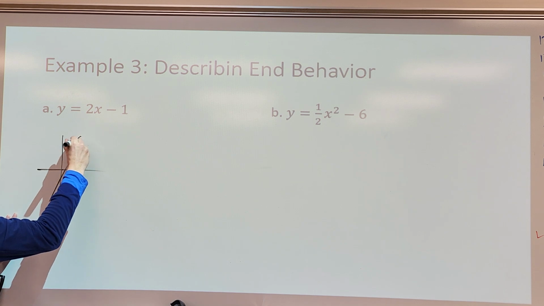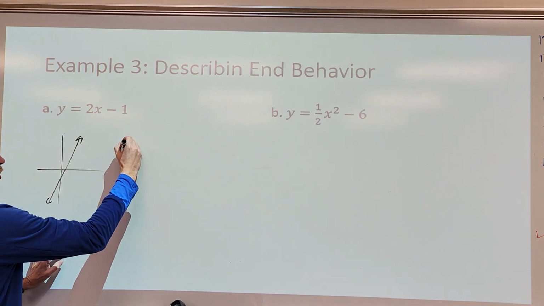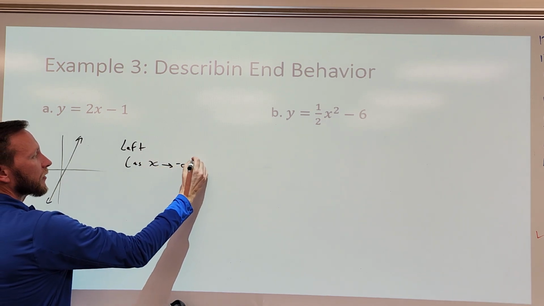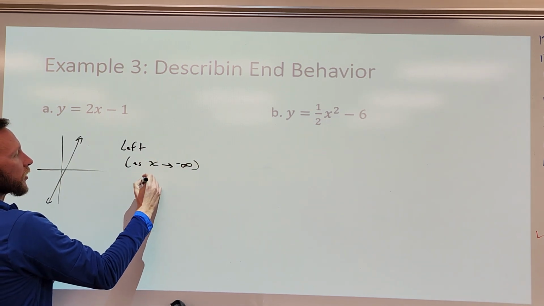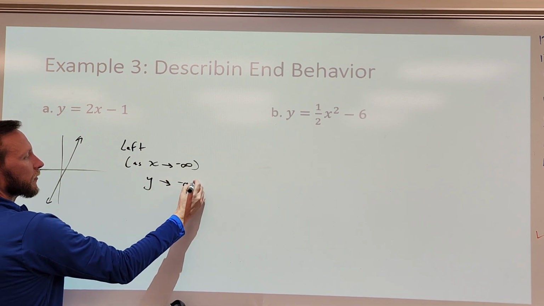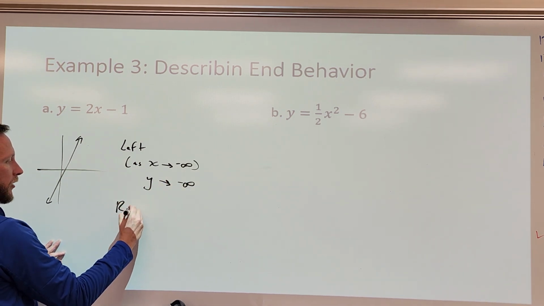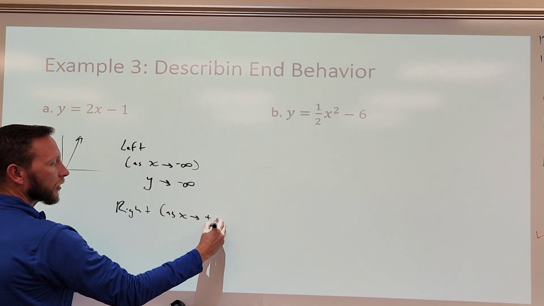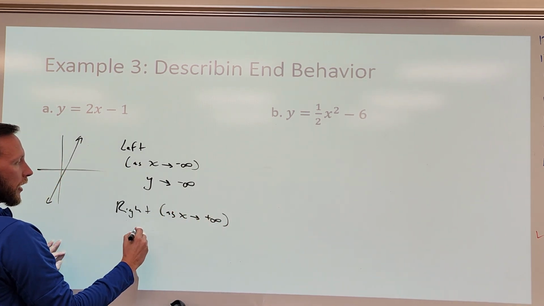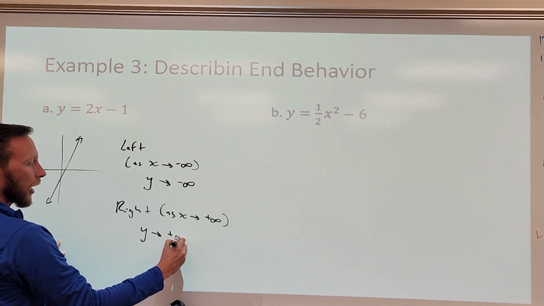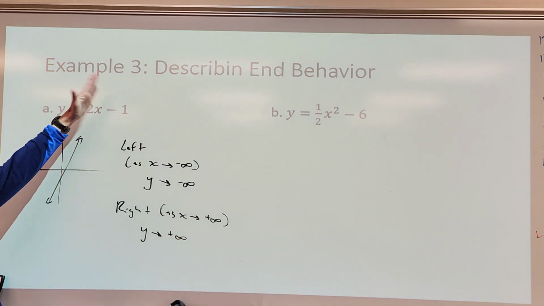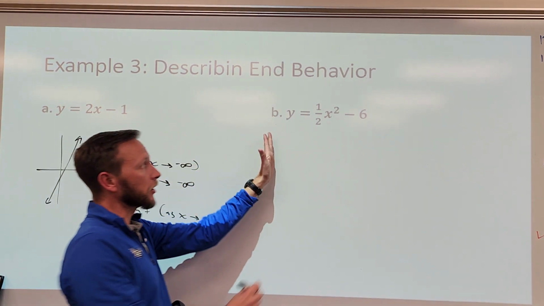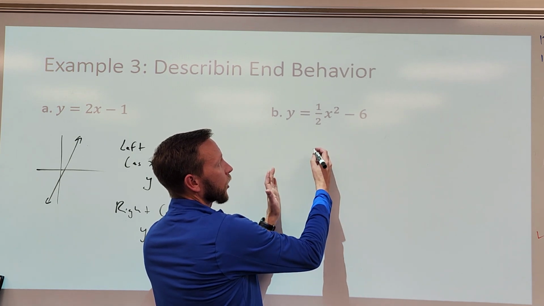All right, so if I were to graph that, we would say that to the left, as x approaches negative infinity, we're going to say y approaches negative infinity. To the right, that again is as x approaches positive infinity, then y is going to approach positive infinity. This is going to be pointing up on the right, it's going to be pointing down on the left. Over here, y equals 1/2 x squared minus 6.